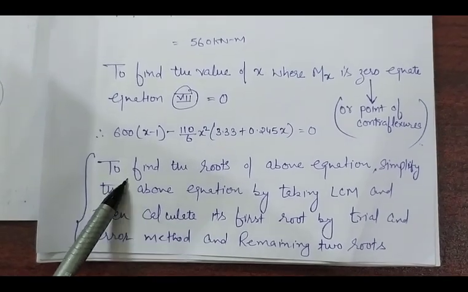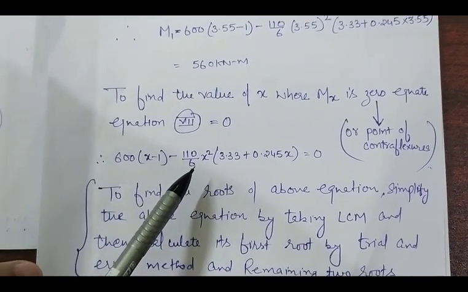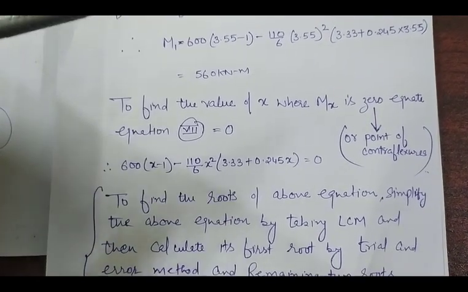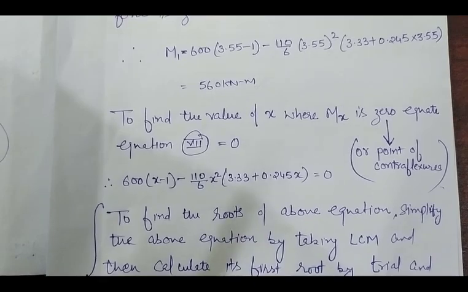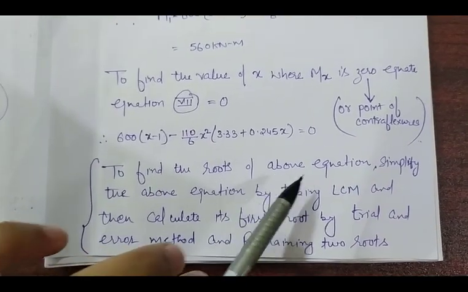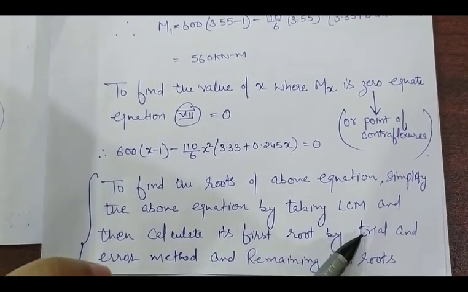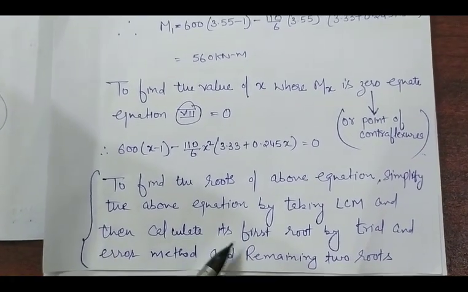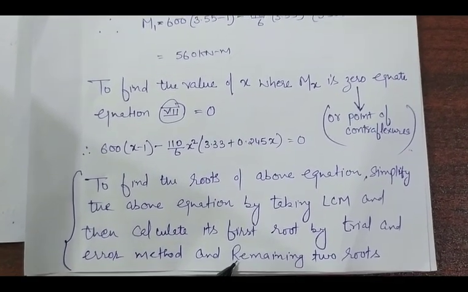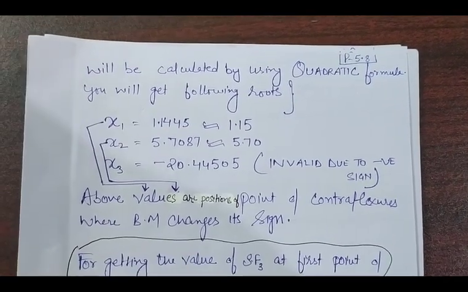Please read this carefully to find the roots, because when we solve this equation, it will be a cubic equation, x cube plus x square plus x plus some constant equal to 0. To solve this equation, please read. To find the roots of the above equation, first simplify it by taking the LCM, then calculate its first root by the trial and error method, and the remaining two roots will be calculated using the quadratic equation. You will get the following roots.